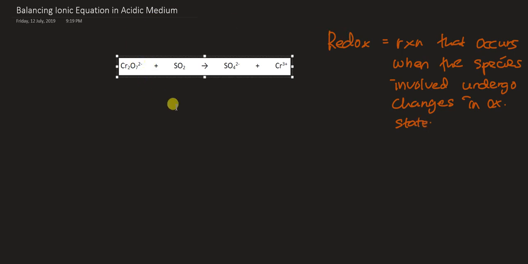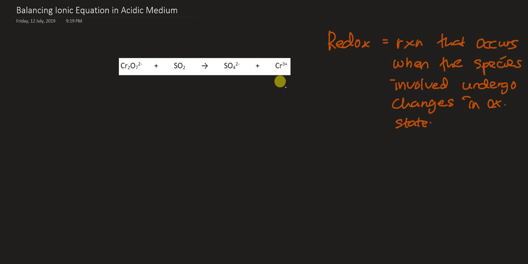Okay, if we focus on this question, I'm going to use this question in this tutorial that I have extracted from your checkpoint 4.1. In this reaction, we have to balance the reaction between dichromate ion, Cr2O7 2-, with sulfur dioxide, which produces sulfate ion and chromium 3+ ion.